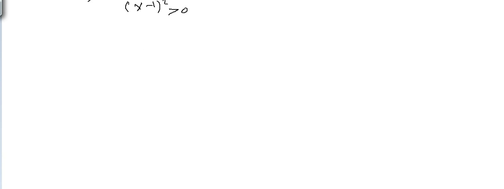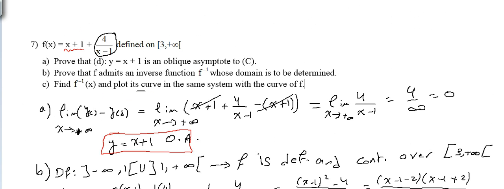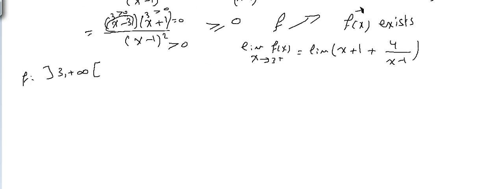We have the domain of f from 3 to plus infinity, right? What is the limit of f of x as x approaches 3 plus? f of x is x plus 1 plus 4 over x minus 1. It's x minus 1 only, not x minus 1 all squared. Yes, 4 over x minus 1. This is f of x.